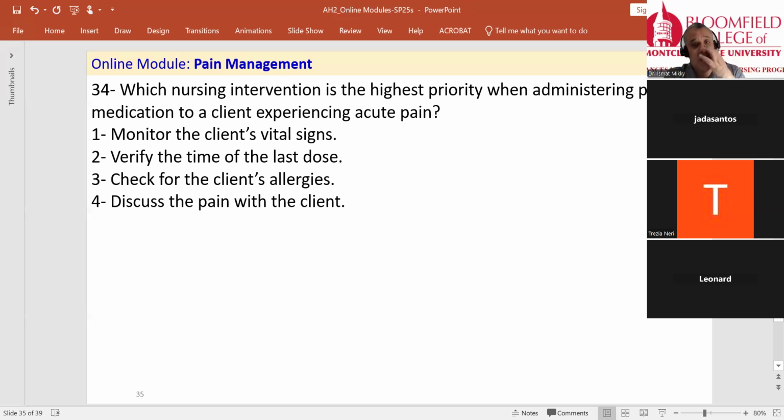Again, sometimes all of them look correct. But the bottom line here is that before you do anything else, you have to discuss with the patient, and then you move on to verify the last time a dose was given, and then probably ask about allergies, and the last one is to do vital signs.